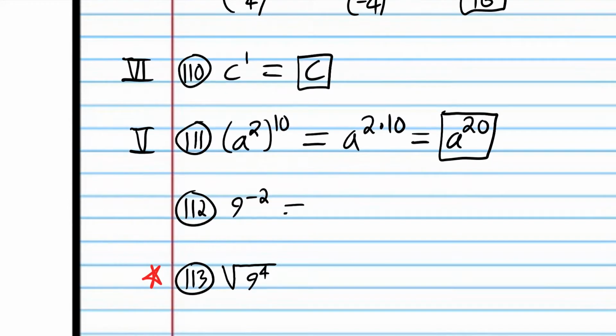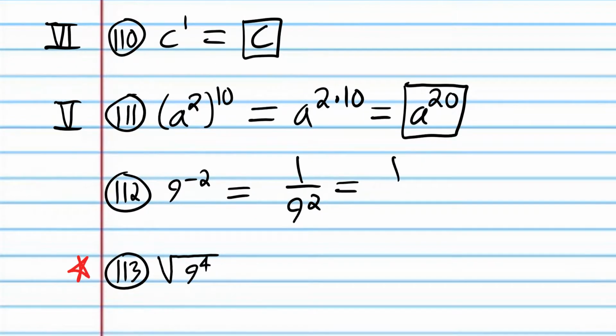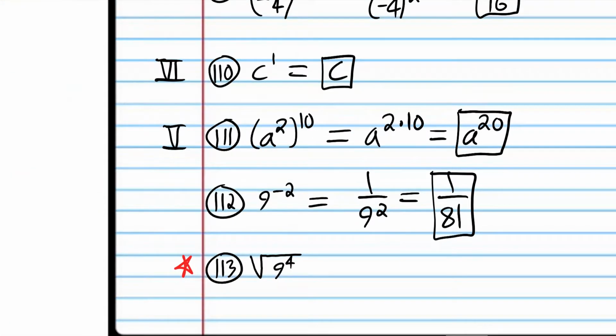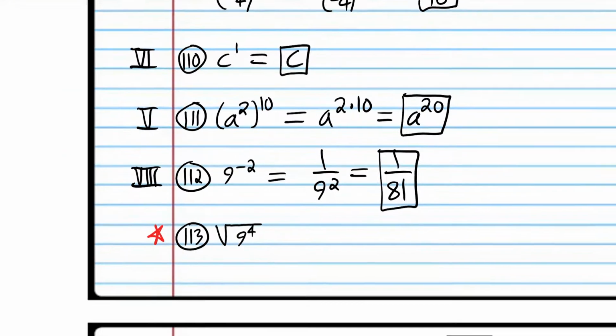All right, we're back. So if you have a negative power, you just write the power under 1, and you change the exponent to a positive. And 9 squared is 81, and that's it. And that is rule number 8. So if you got that right, good job.